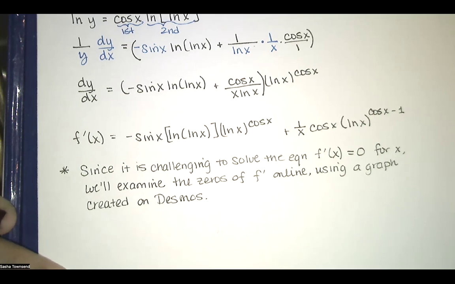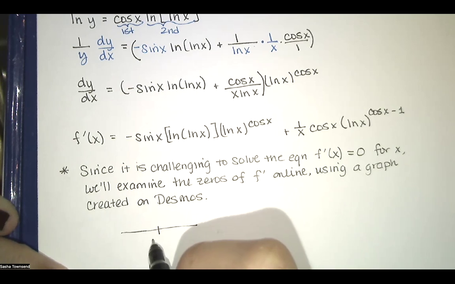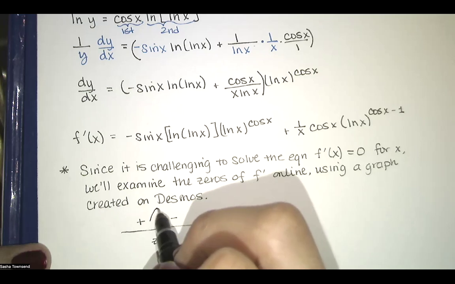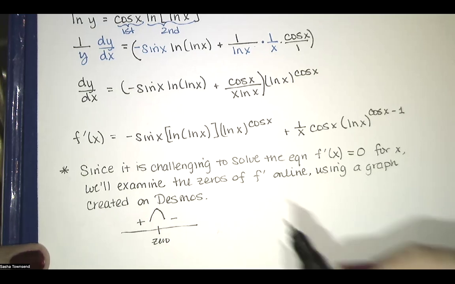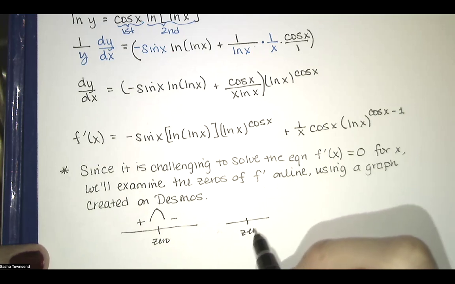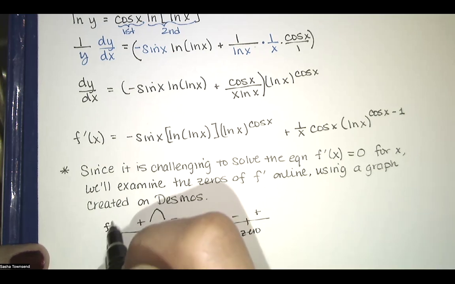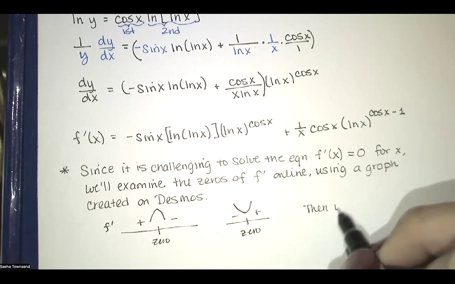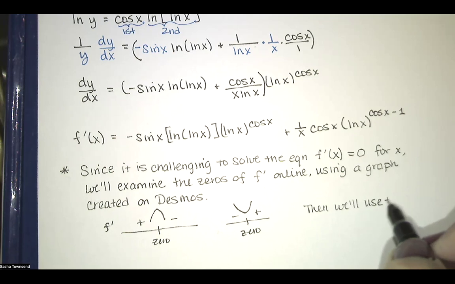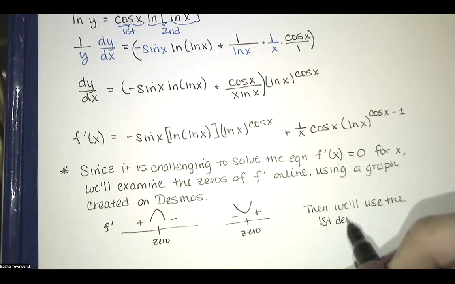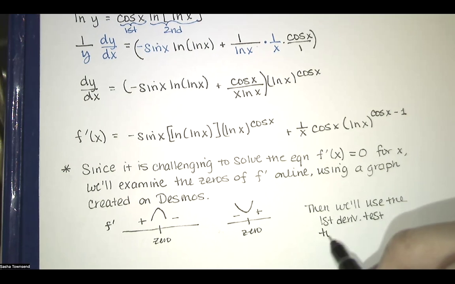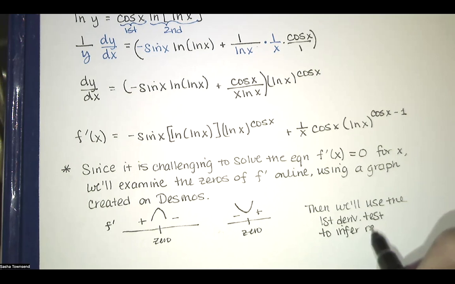And then we can say, well, remember at every 0, if f prime changes from positive to negative, then we'll have a relative maximum. If we're at a 0 and f prime changes from negative to positive, then the original function changes from decreasing to increasing, so we'll have a relative minimum. So then we'll use the first derivative test, sort of implicitly. We won't make a sign chart, but we'll be thinking about that sign chart to infer the relative extrema of the function.